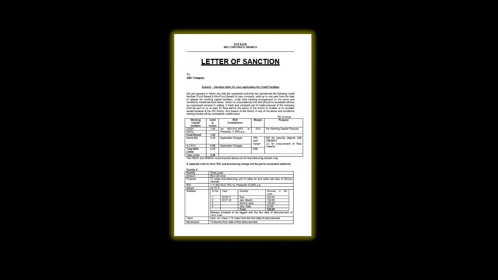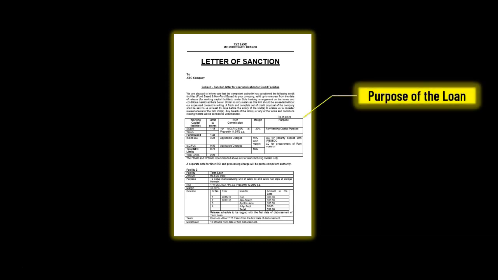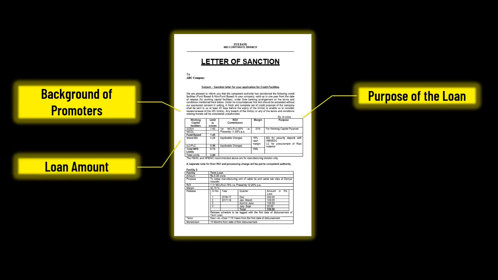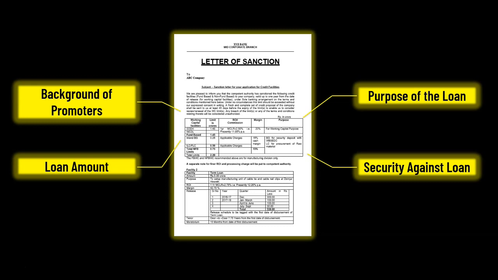Any sanction letter contains the following information. What is the purpose of the loan? Who are the promoters? What is the loan amount? And what are the securities? Your process note also talks about these elements and finally concludes with a recommendation. So let us cover all these four aspects and learn what supporting documents and probable questions or information are to be sought from the customer before you jumpstart preparing the process note.